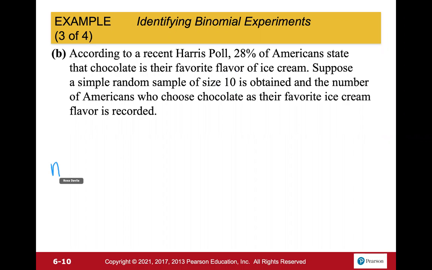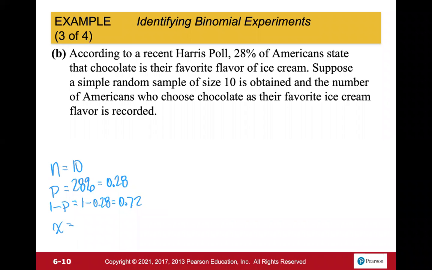And now we could start recording everything. So n, we need p, 1 minus p, and we need our values of x. So n, suppose a simple random sample of size 10. Size 10 is n. Going back up, p, our probability of success. So according to a recent poll, 28%. We have 28%, which is equal to 0.28. We just divide the value 28 by 100, and we get 0.28. And our probability of failure, which is 1 minus p, is going to be 1 minus 0.28, which gives us 0.72.